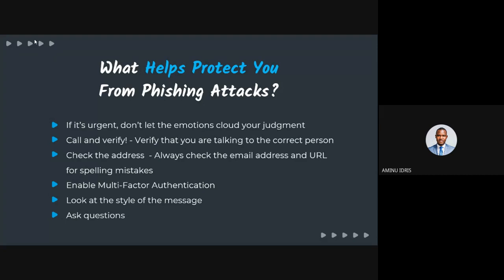So always check the address of the email, the URL. Hackers and social engineers used to make mistakes. Spelling mistakes are very, very common in phishing emails. So you have to take note of this.